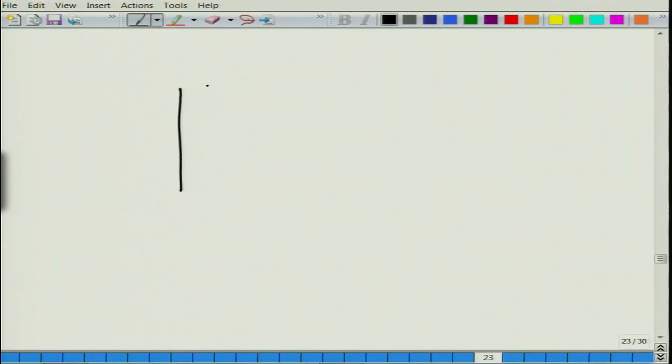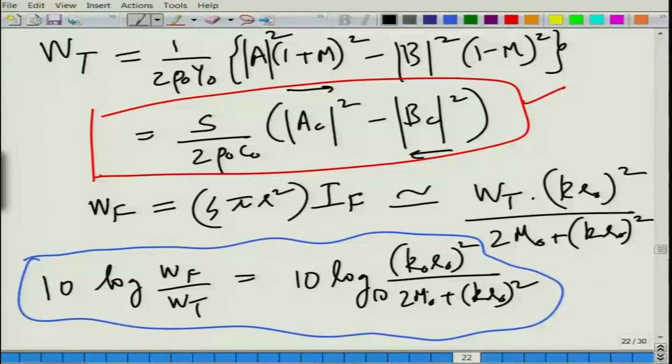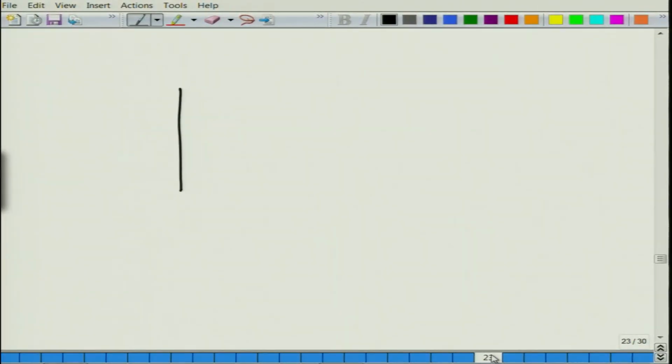obviously one thing that is clear is that when M naught is 0, this quantity goes to 0, log of 1. So if there is no flow, then WT and WF are the same. But for non-zero Mach number at very low k naught r, suppose we put k naught r tending to 0, we would get this as 10 times log of 1 by 2 M naught.